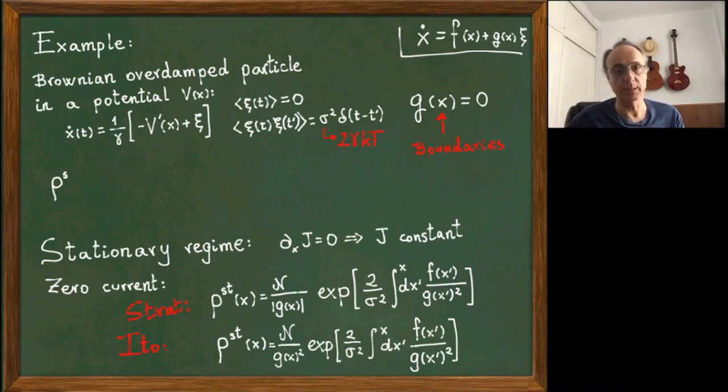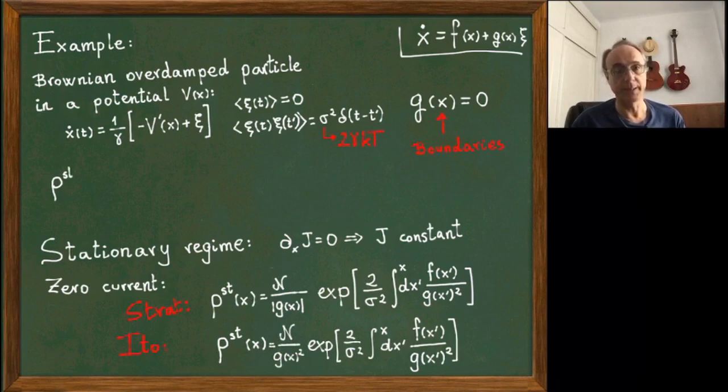So let's write this equation. Now there is no problem with the interpretation. Remember that if g is constant, the two interpretations are equal. I've written here N and M, but of course these normalization constants are different for Stratonovich and Ito, so this is a normalization constant. Whenever g is constant, you can put everything in a normalization constant, and the two stationary probability distributions are equal.